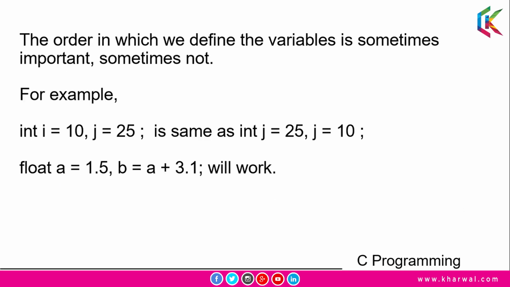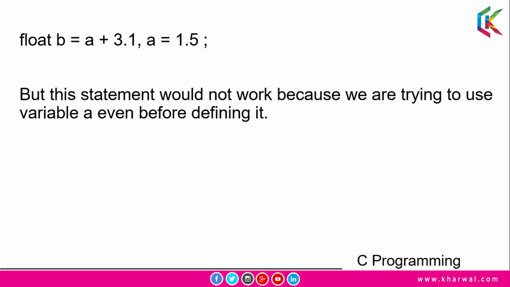Now moving further guys, the order in which we define the variables is sometimes important, sometimes not. For example, in the first statement we have assigned 10 to i and 25 to j, and it will be the same as int j = 25 and i = 10. And in the second statement, first of all we have assigned 1.5 to a, and then we are using this a to be equal to a + 3.1, and it will work. But this statement would not work, because we are trying to use variable a even before defining it. So I hope it is clear to you.